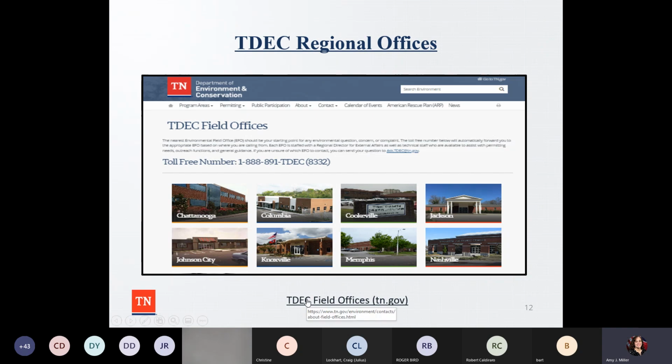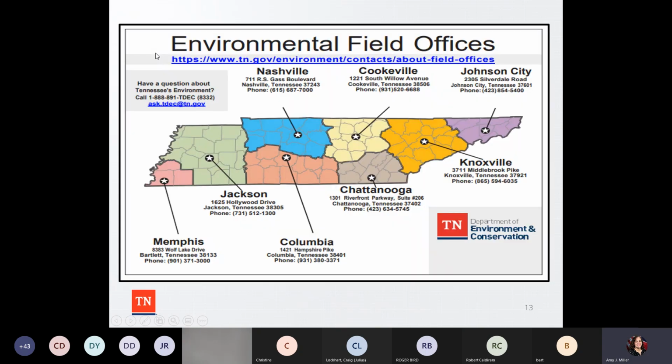So this is a link here you guys can click on to see that. And then when you click on that, you can also see a map. So you can see the coverage areas based upon what county you're in within the state of Tennessee. There's 8 regional offices that can help you. So if you have questions, there's a 1-800 number, there's the Ask TDEC, and then you have the 8 different regional offices. You have addresses and phone numbers.